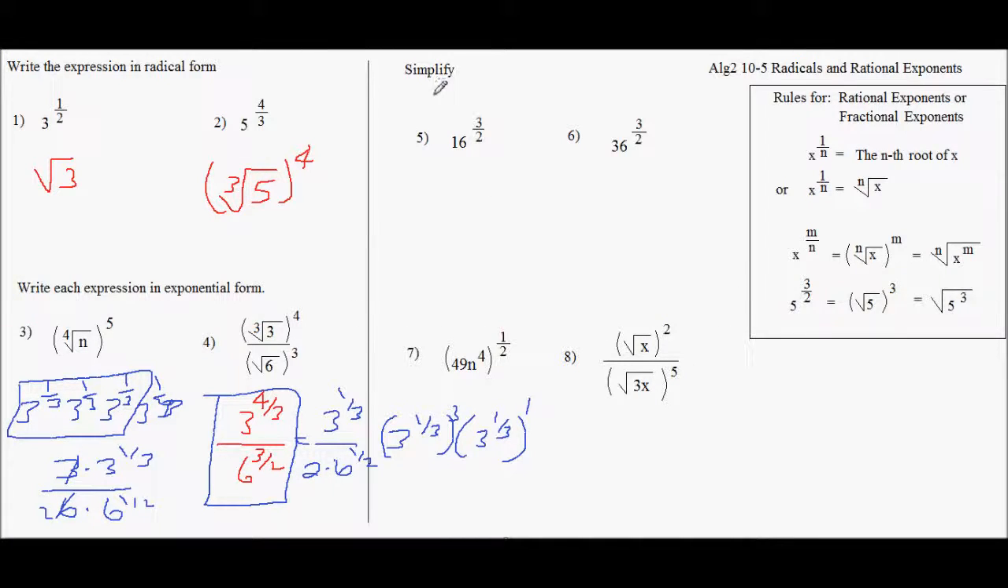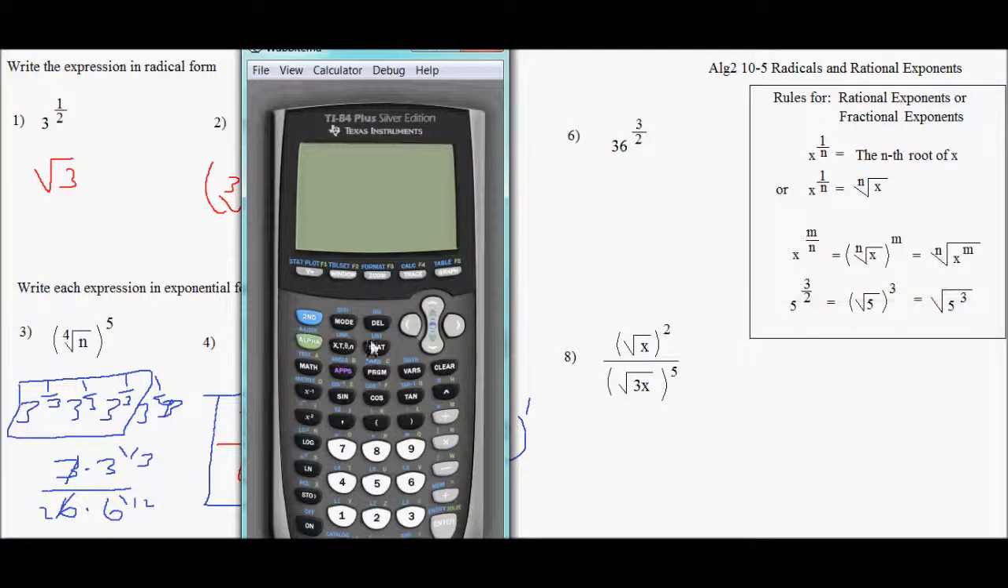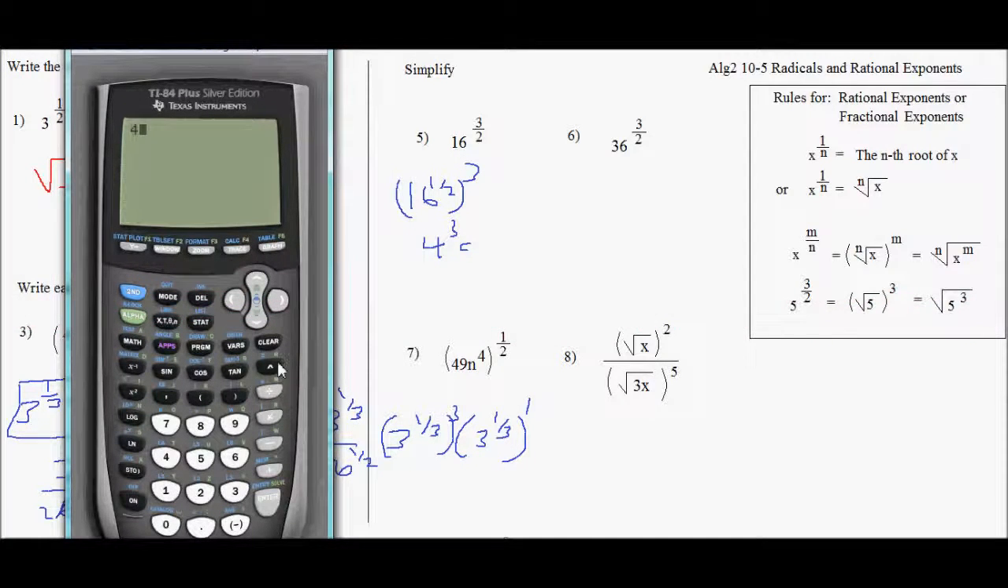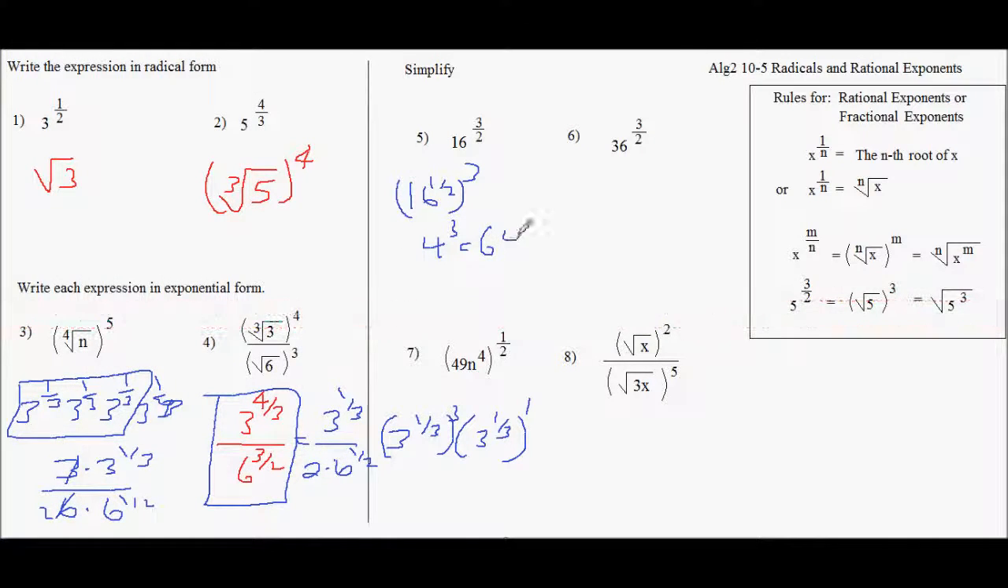Okay, so then this one, I want to simplify this. So actually, this is just 16 to the 1/2, or the square root of 16 to the 3rd power. Well, that'd be 4 to the 3rd, right? Well, 4 times 4 times 4 is 4 times 4 is 16 times 4. Let's clear this out. 4 to the 3rd power. 64. So this is 64. Done.